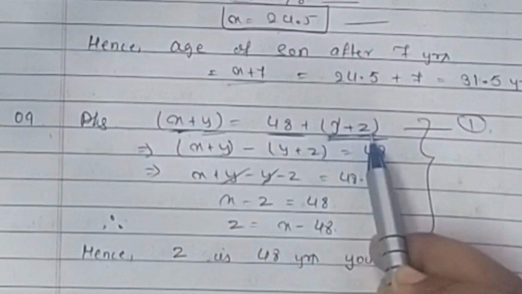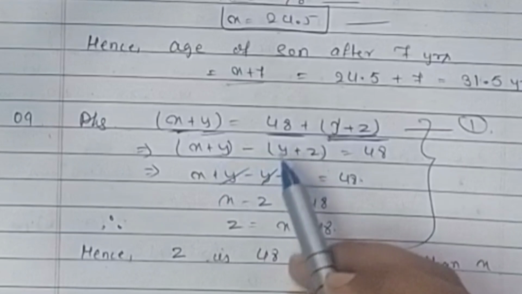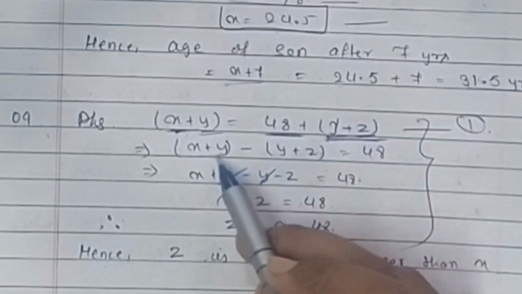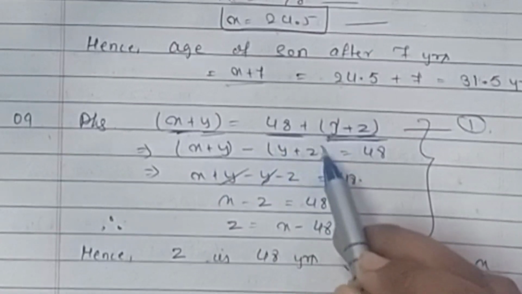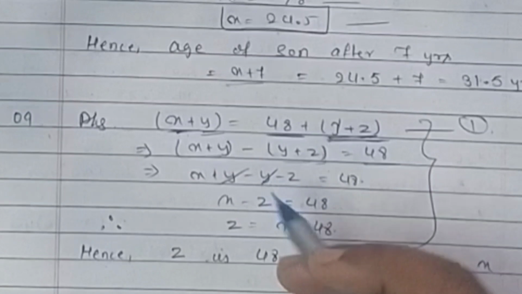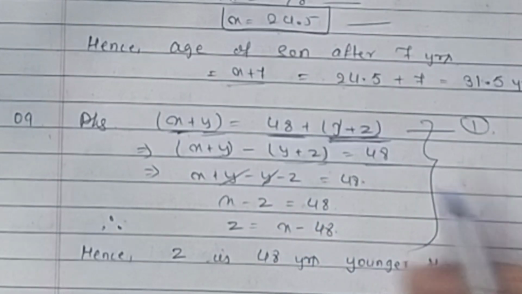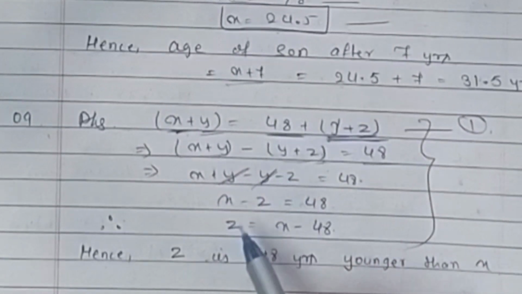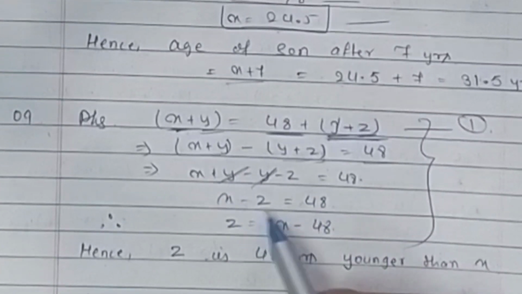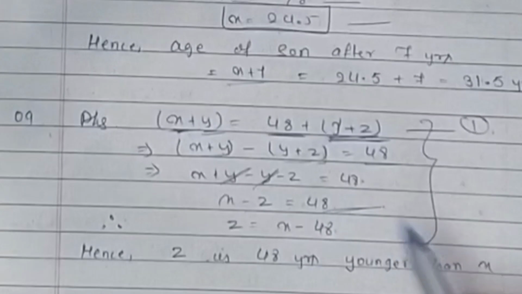So x plus y. Here this positive y plus z will become negative y plus z when it comes to the left side of the equation. So x plus y minus (y plus z) in the bracket is equal to 48, and when the bracket is opened, the y will cancel out and we will get x minus z. So x minus z is equal to 48.